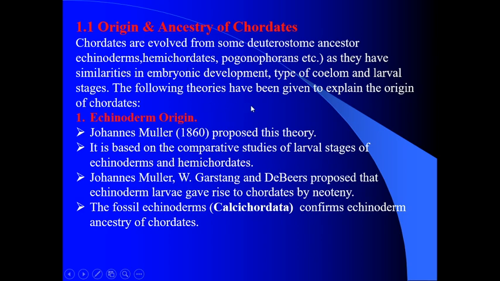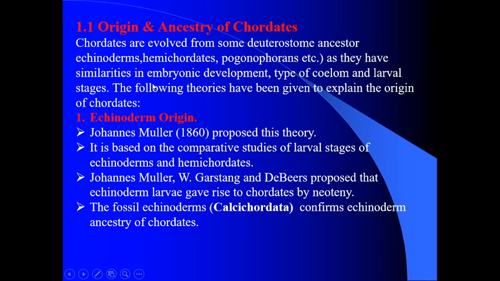These chordates evolved from deuterostome animals. It may be echinoderms and the hemichordates. Then there are certain similarities with these echinoderm larvae. Now we are familiar with the echinoderm larva. There are different types of echinoderm larva, for example, the early bipinnaria larva and brachiolaria larva. There are many larvae in the case of the echinoderms.